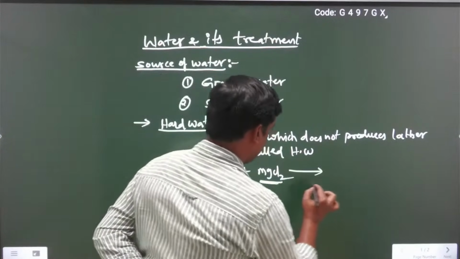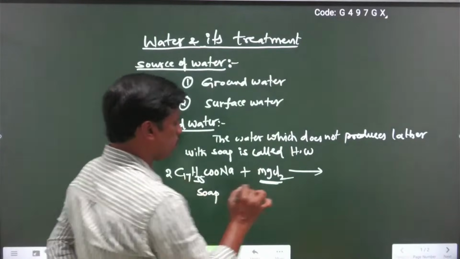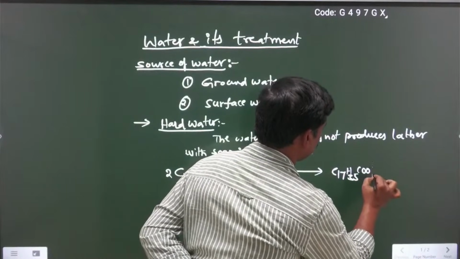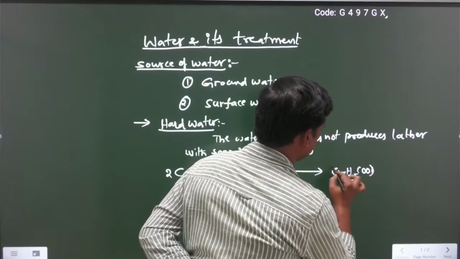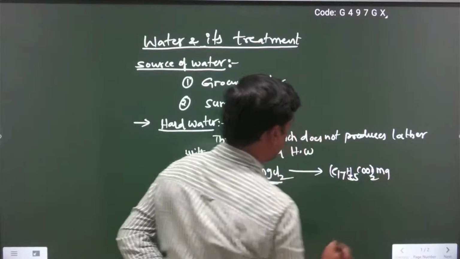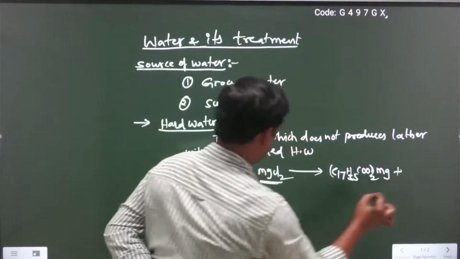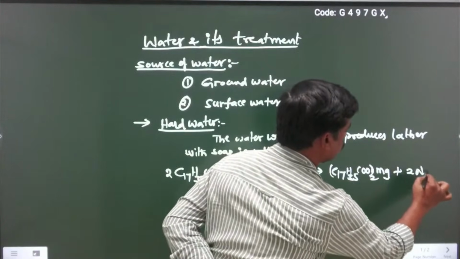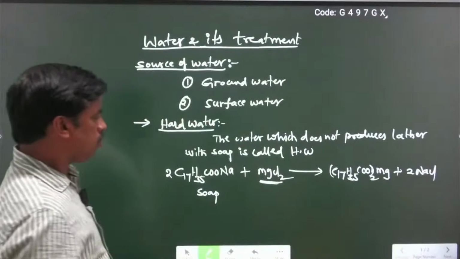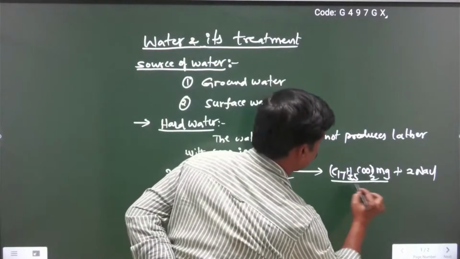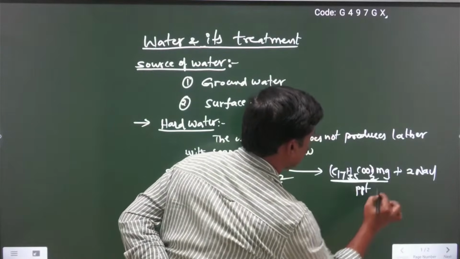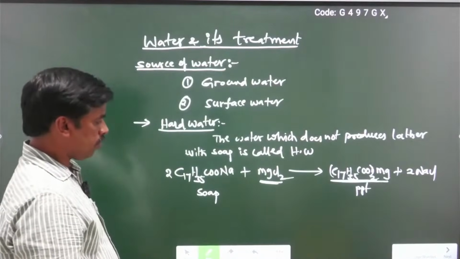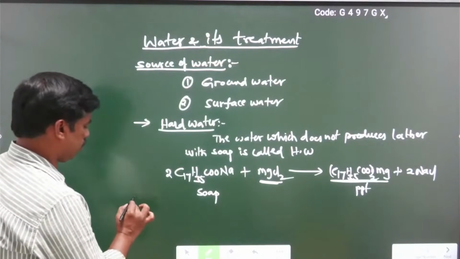Here 2 moles of soap combine and form (C17H35COO)2Mg. What remains? 2 sodium and 2 chlorine are formed as 2 NaCl, a byproduct. By forming this compound, a precipitate forms, and that is why lather does not come immediately with hard water. Similarly, we have soft water.